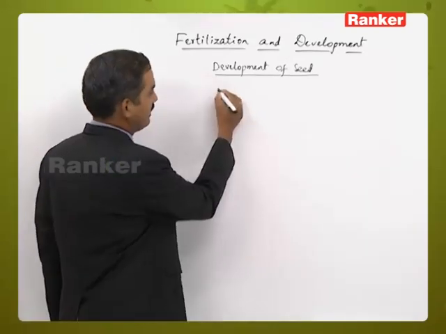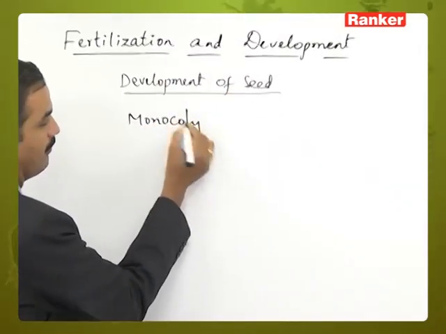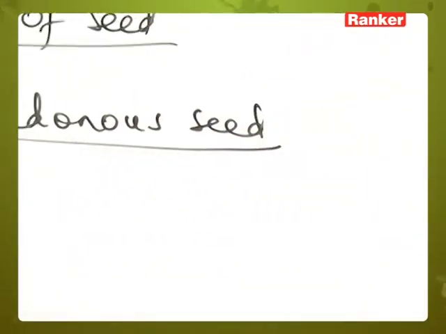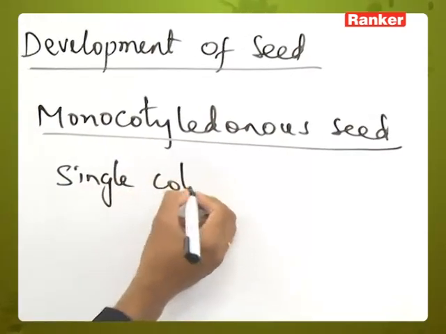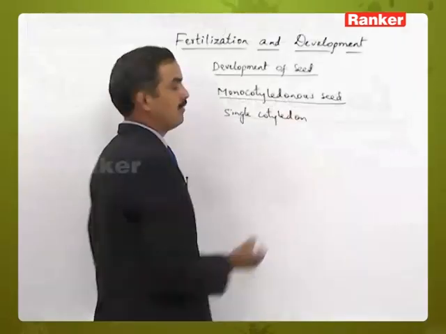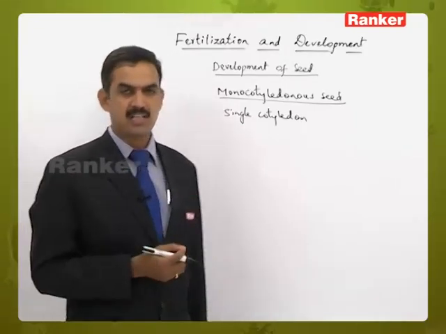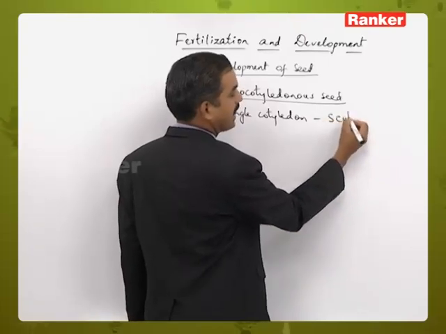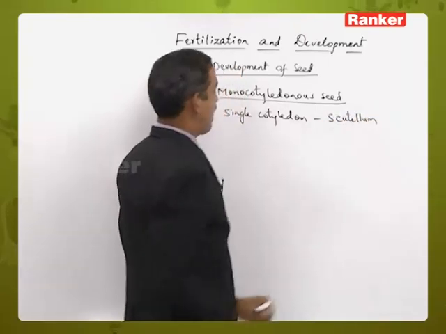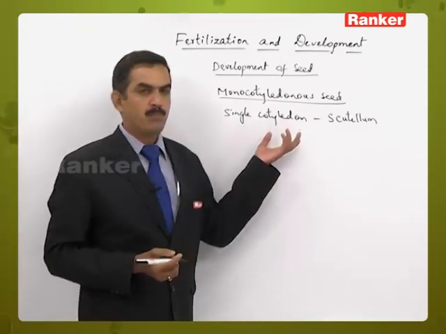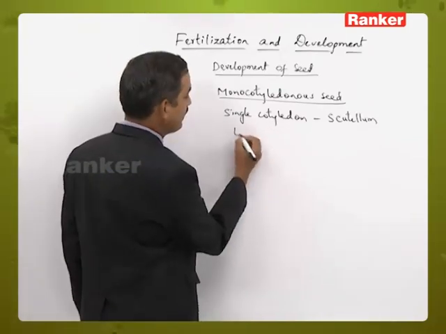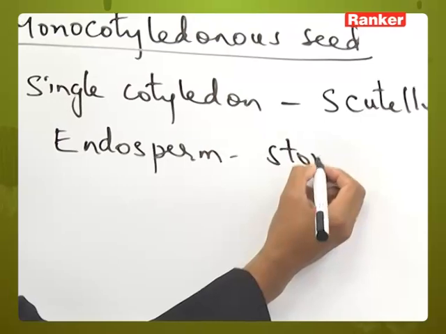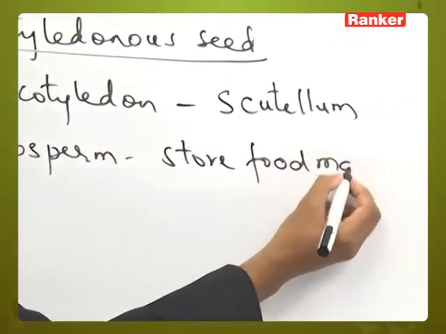In monocotyledonous seed, a single cotyledon is present. This cotyledon is generally papery or thin, or sometimes it is a hard and shield-like structure. That hard shield-like cotyledon is called as scutellum. And in this, the majority of the portion in the monocot seed is occupied by the endosperm, which is the part that will store the food materials in it.